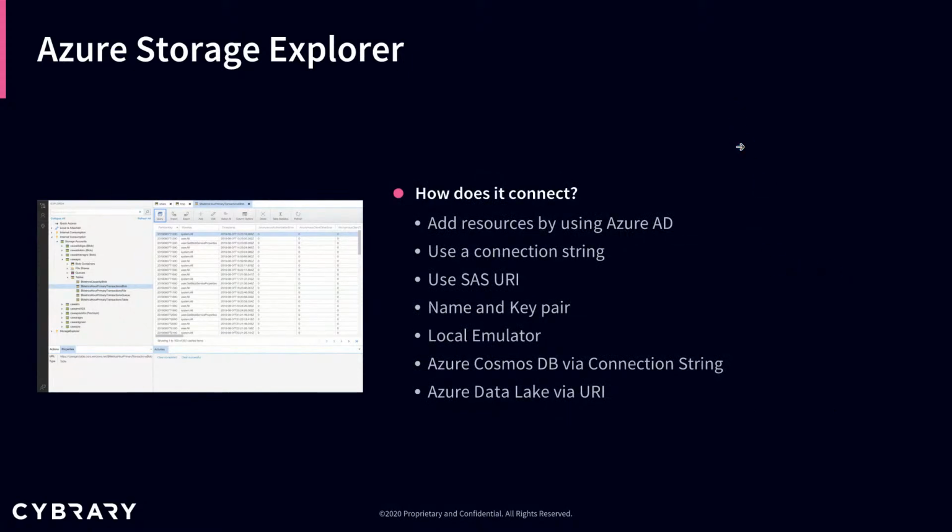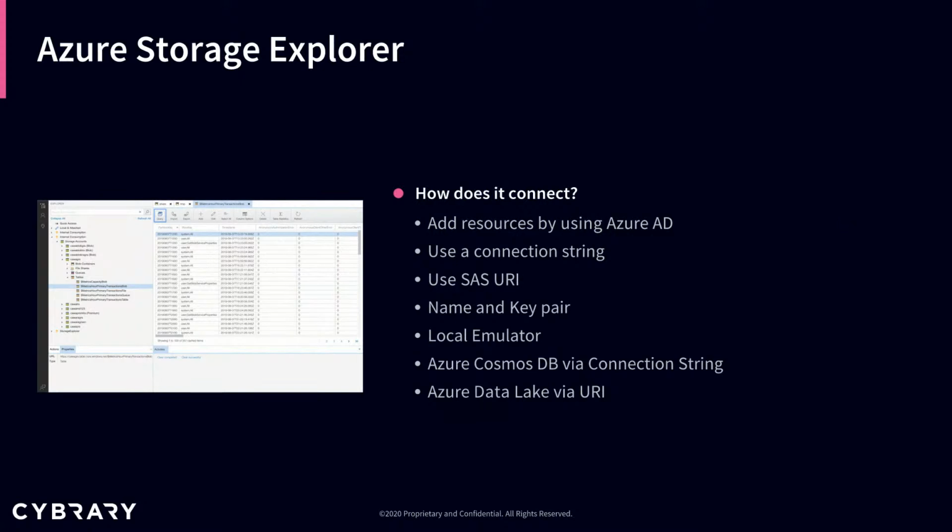So you must be wondering, how does it connect to Azure since it is an application in my workstation? So you have to add the resources by using Azure AD. You can use a connection string, which can be a URI. You also have to make sure that you have a key pair if you are using Key Vault to access your storage. So it all depends on how you have secured your data, which we'll talk about securing storage in an upcoming presentation.